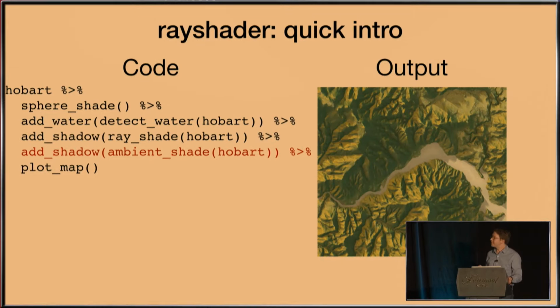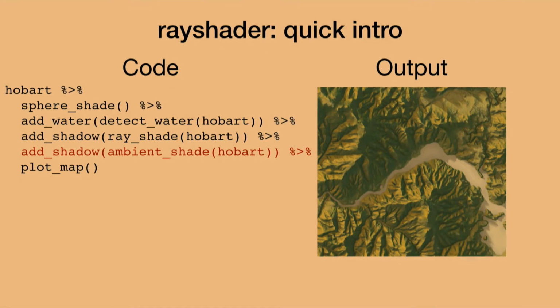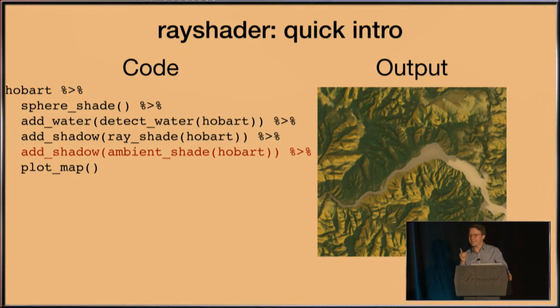We can continue stacking different types of shadows with additional calls to add shadow. Here we add an ambient occlusion layer, which models atmospheric scattering and makes valleys darker than ridges. We now have, in my opinion, a beautiful 2D topographic map, but if you think about it, our data is already inherently 3D, X, Y, and Z, elevation.